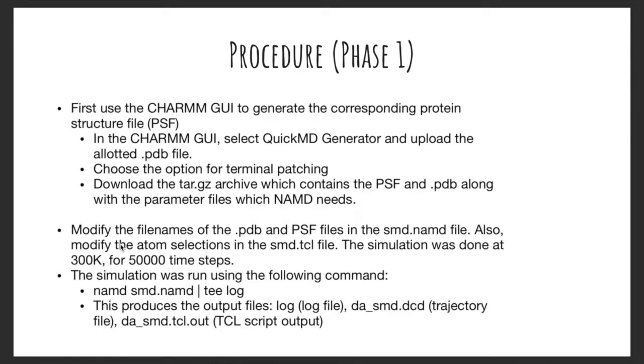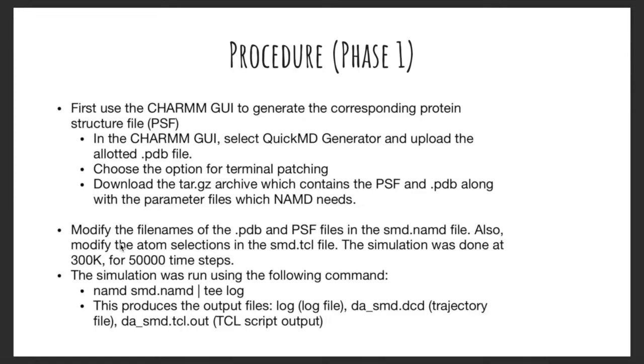In the CHARMM-GUI, we need to select the Quick MD Simulator and upload the allotted .pdb file. In our case, it's the 4H6S_A .pdb file. Choose the option for terminal patching. Download the tar.gz archive, which contains the PSF and .pdb along with the parameter files which NAMD needs.